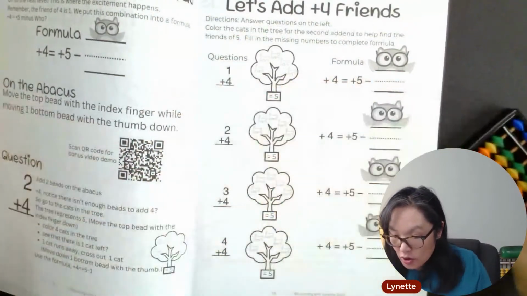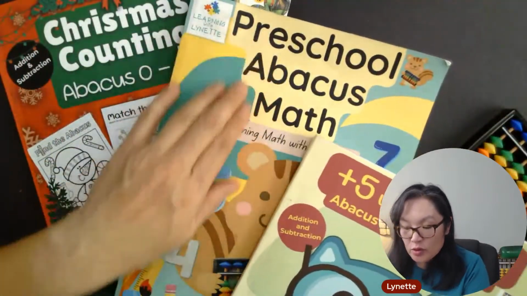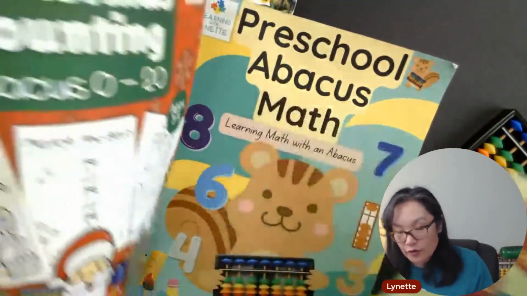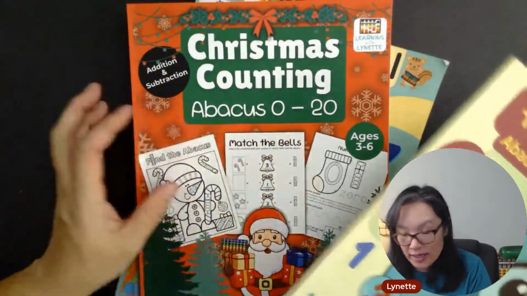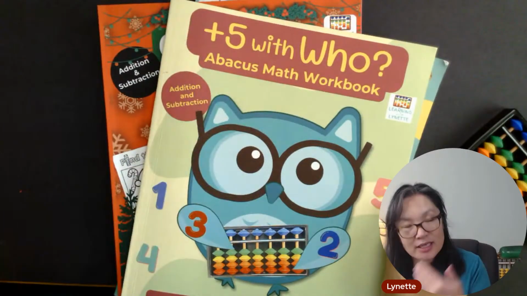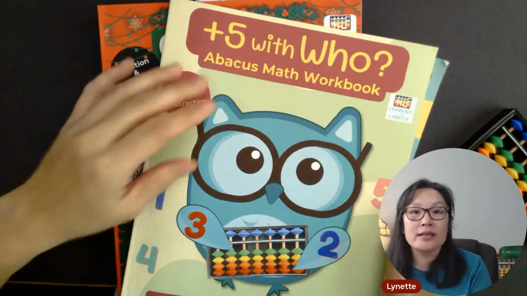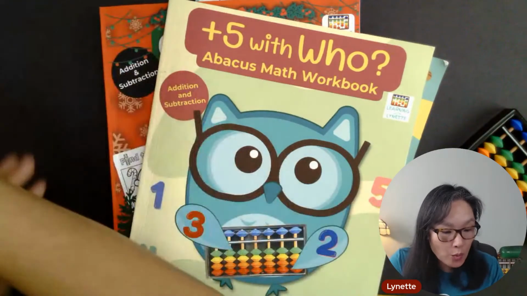And that's it. After the preschool abacus math, or after the Christmas counting abacus 0 to 20, you can go into adding plus 5. The next book I'm working on right now is taking away 5. And that's it. I hope this helps.